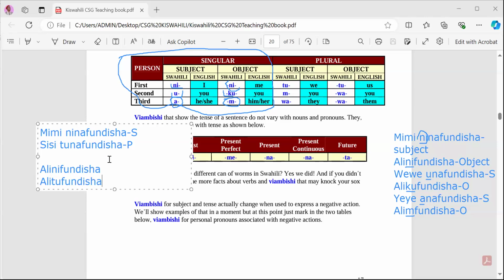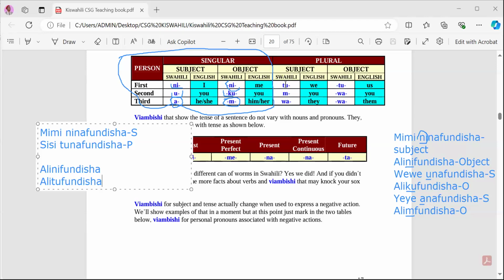You see, if you go back to the chart here, where my cursor is trying to move, you see the plural in the first person pronoun, the plural of the subject is tu. And you see these two. This is now the plural of the subject me. Like in the sentence I've written in the blue here, it's mimi ninafundisha. That is this subject in singular. In plural, it's sisi tunafundisha. These two.